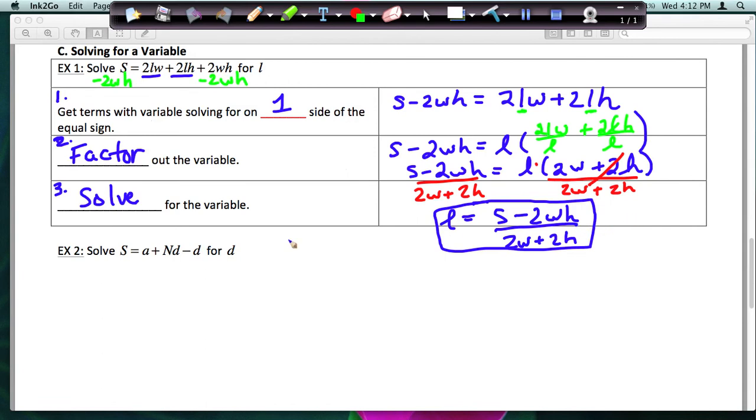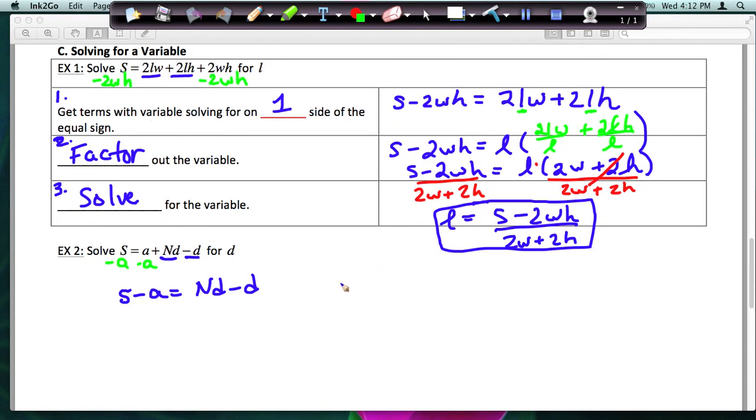Okay, so let's practice with example 2 and do the same thing. I'm solving for D, so I have S equals A plus ND minus D. So first thing, underline the terms that have a D in them. Once you've done that, I can see that I need to move this A over to the other side. So I'm going to subtract A from both sides of the equal sign. When I do that, I'm left with S minus A equals ND minus D.